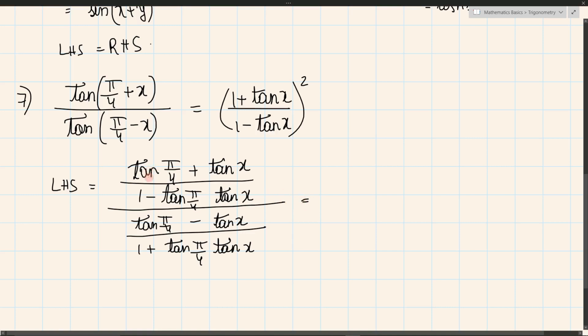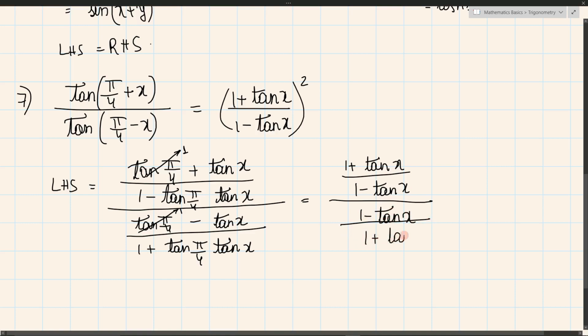tan pi by 4 is nothing but 1. Tan pi by 4 is 1. So we can write this as 1 plus tan x divided by 1 minus tan x, so this is the numerator, divided by 1 minus tan x whole divided by 1 plus tan x. So this can be written as, if we send this, this would be multiplied to this and this would be multiplied to this. So we have 1 plus tan x divided by 1 minus tan x the whole square.